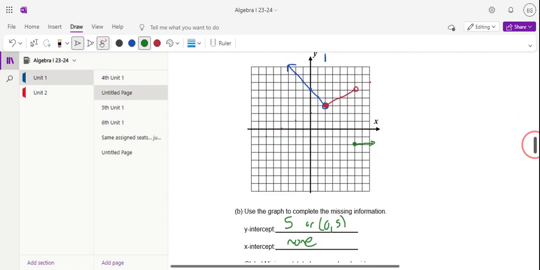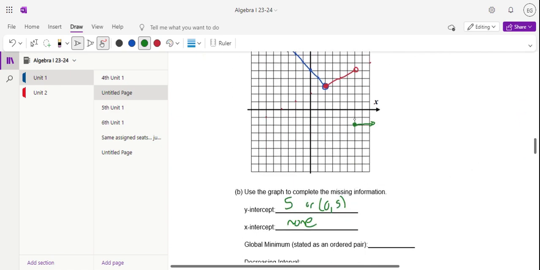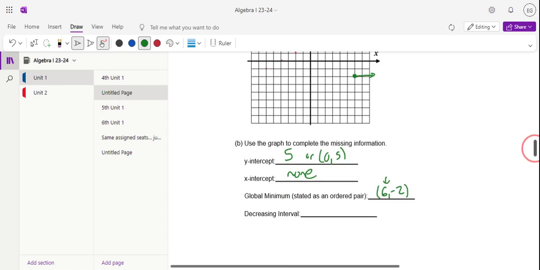Just trying to find it. So our global minimum, we would have to say somewhere along here that we're going to hit that minimum. So it's up to you as to what x value that you put in there. But I'm going to just put as 6, -2. But again, that x value could change for that global minimum there. You have lots of them in that case.